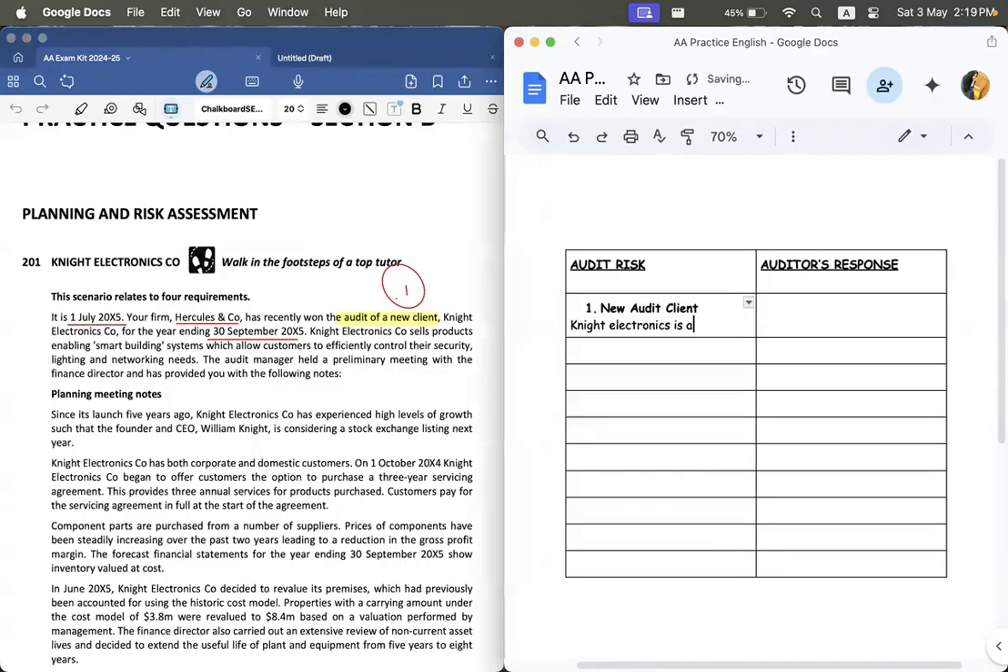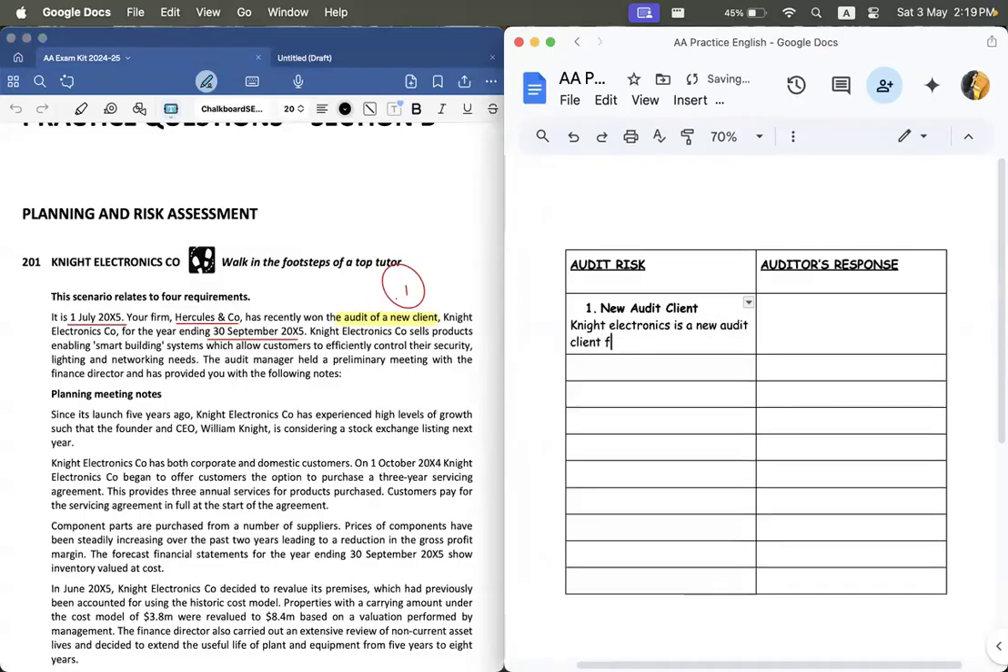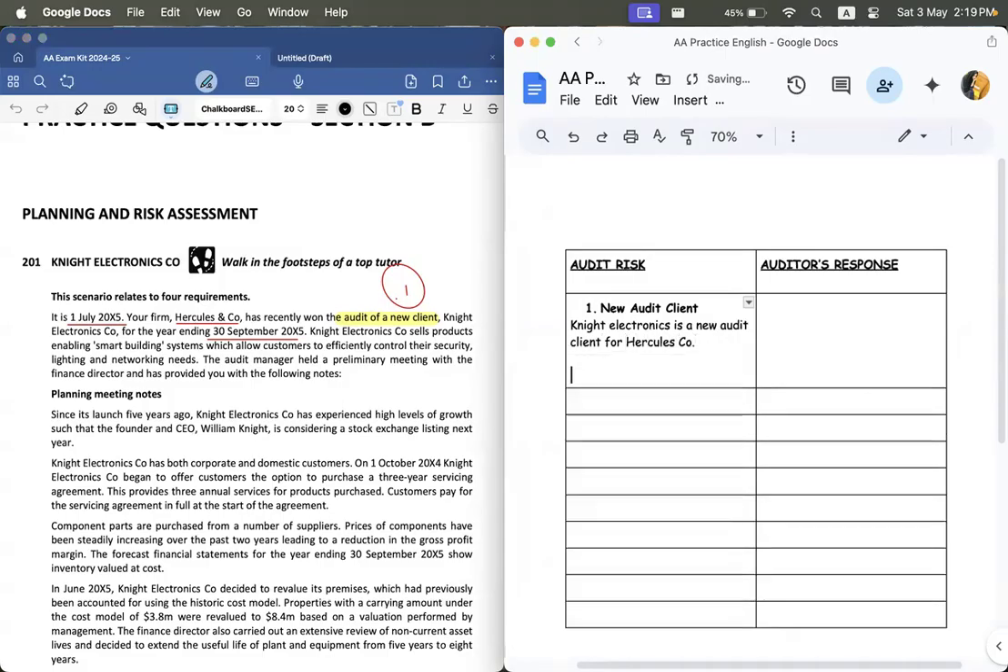Okay. Is a new audit client for who? For Hercules company. Clear? So your copy paste is done. Because you have identified the audit risk, you will get half marks here. Understood? The remaining half marks go for how you explain the implication and how you explain what happens in the FS. Clear, no?